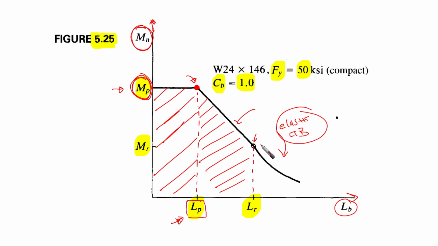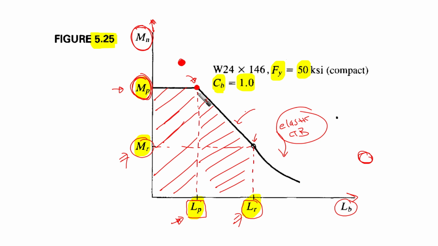And this hollow circle is represented on the vertical axis with MR, and on the horizontal axis it is represented by LR. So this is MR, the proportional limit that distinguishes between the inelastic part and the elastic part of the lateral torsional buckling. So we are going to see this as a hollow circle. It is a hollow circle, remember that. But here a solid circle is going to be found.